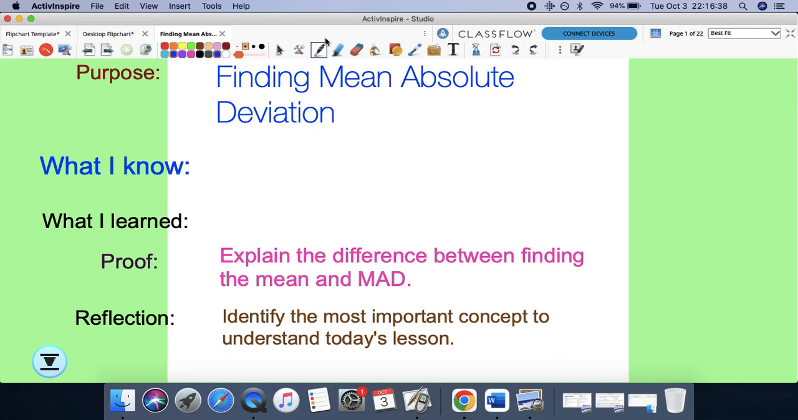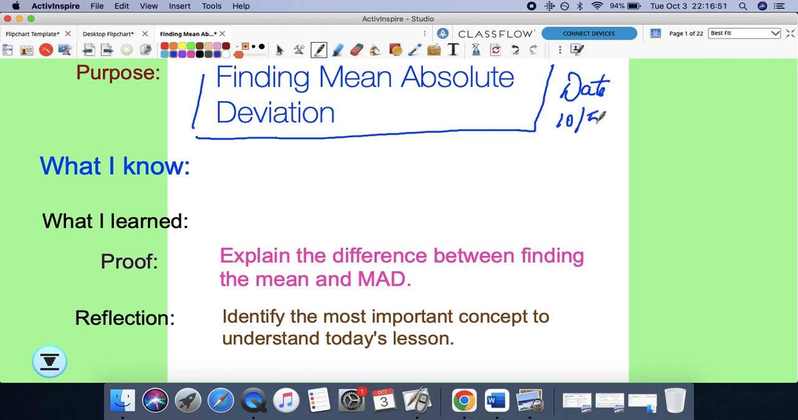Every time we start a class, I need you guys to copy this part and write the date. Right, the date today will be 10/5, which is October 5th. And this is your purpose. This is called your purpose. And that's what you're doing today. Finding the mean absolute deviation.